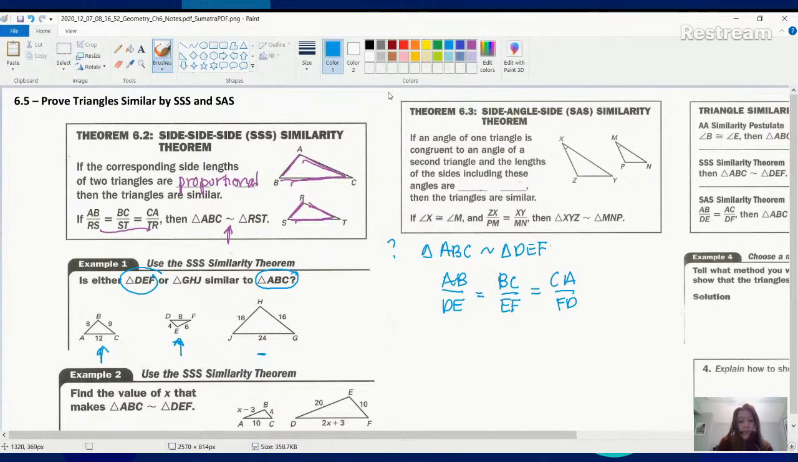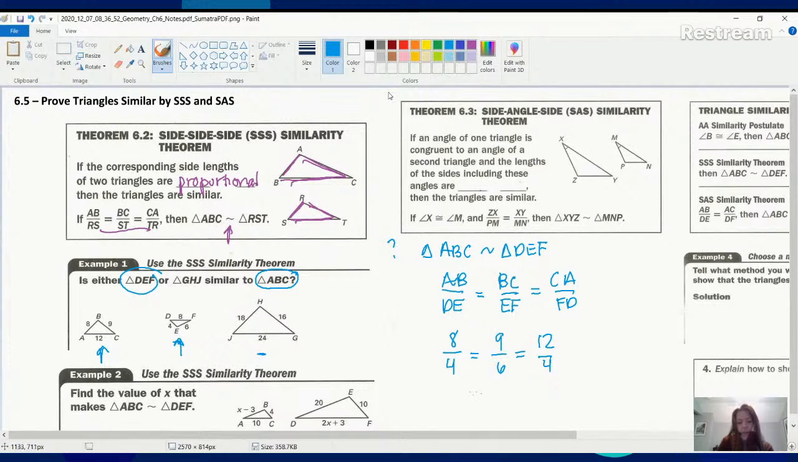So then what I do is I check the numbers. A to B is 8, D to E is 4. Does that equal B to C, which is 9, over E to F, which is 6? And then C to A is 12, and F to D is 4. So is this true? Well, I can't quite tell here.